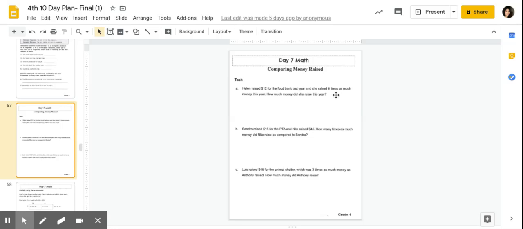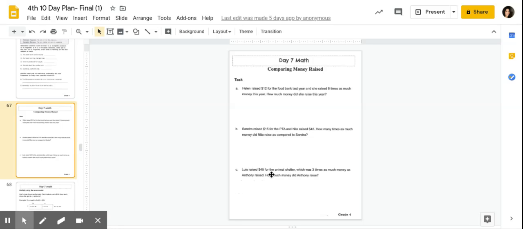So 6 times, the keyword times is going to tell you that you're multiplying, so you need to multiply the numbers in this problem. B, Sandra raised $15 for the PTA and Nita raised $45. How many times as much money did Nita raise as compared to Sandra? So they are not giving you a number here to multiply by. They're wondering how much more did Nita raise, and not subtraction. It's how many times as much.